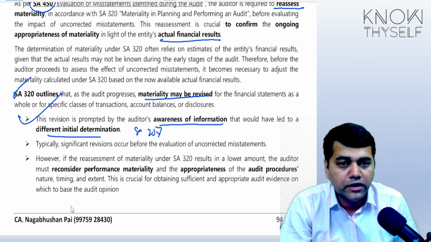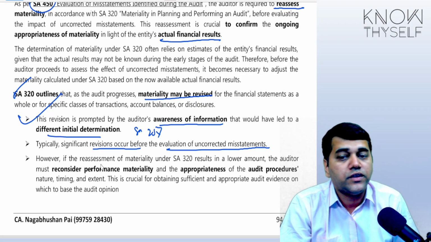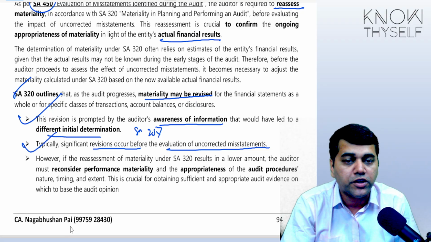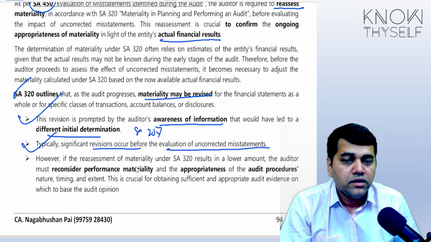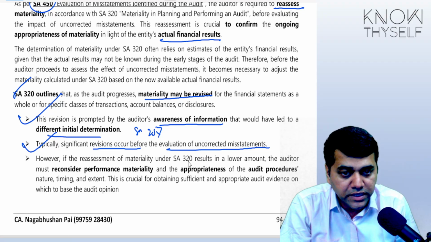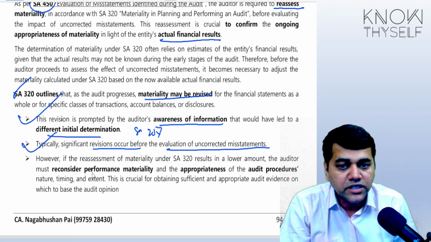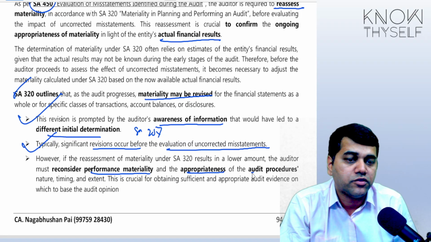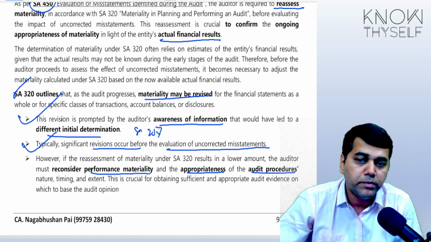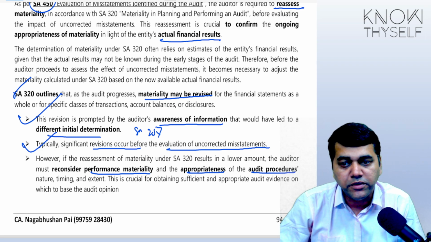Yes, you may have to reevaluate. Typically, significant revisions occur because of the evaluation of the uncorrected misstatements, so I can apply this particular point also. However, in the assessment of materiality, the auditor must consider the performance materiality and the appropriateness of the audit procedures. So the moment your overall materiality changes, your performance materiality also changes.